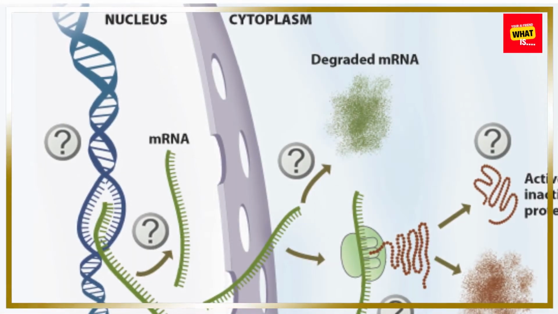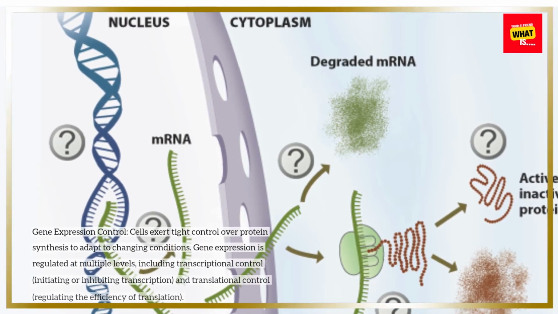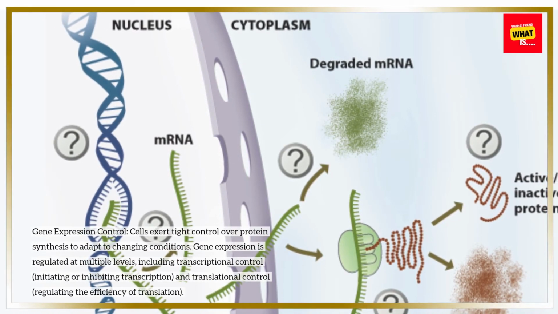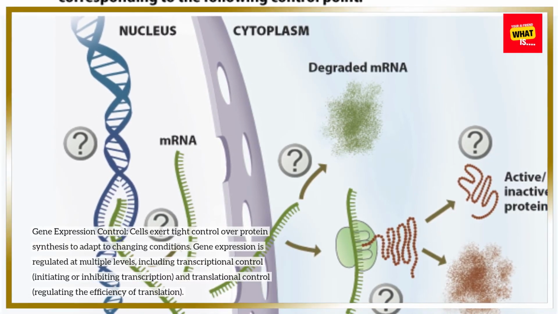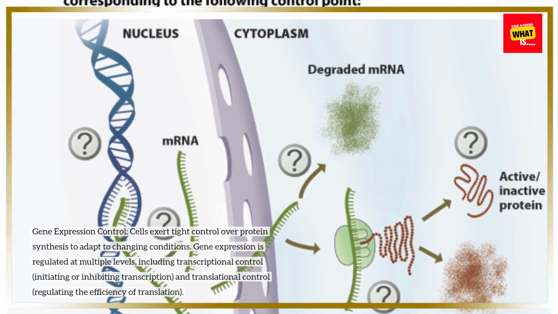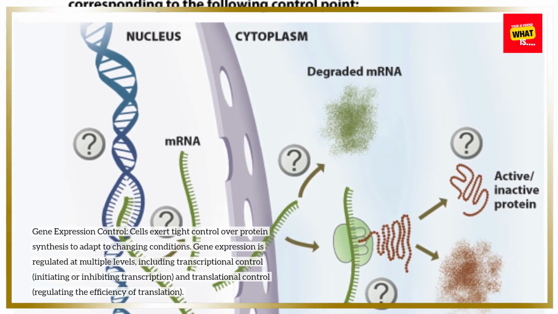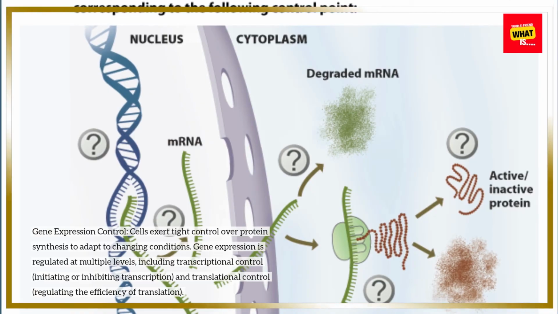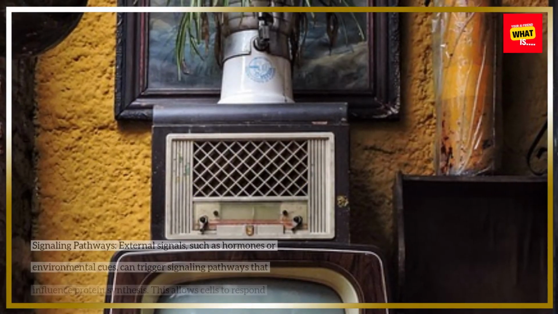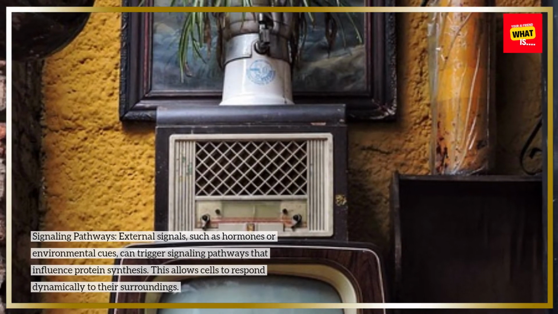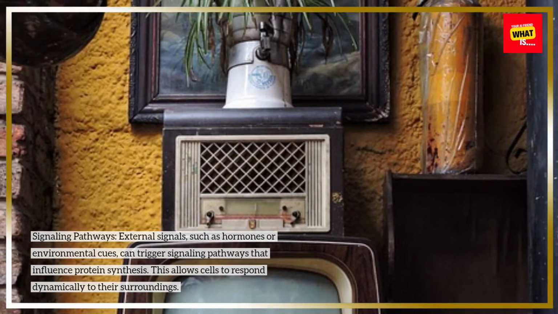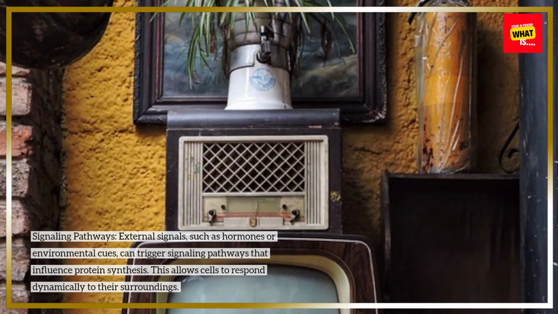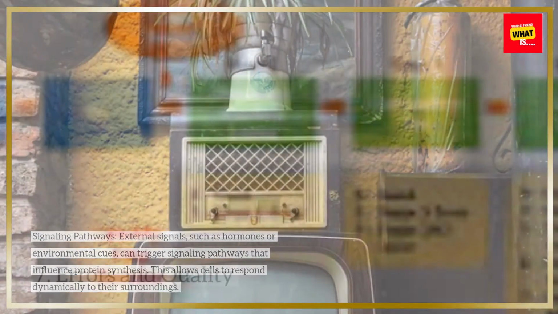6. Regulation of protein synthesis. Gene expression control. Cells exert tight control over protein synthesis to adapt to changing conditions. Gene expression is regulated at multiple levels, including transcriptional control, initiating or inhibiting transcription, and translational control, regulating the efficiency of translation. Signaling pathways. External signals, such as hormones or environmental cues, can trigger signaling pathways that influence protein synthesis. This allows cells to respond dynamically to their surroundings.